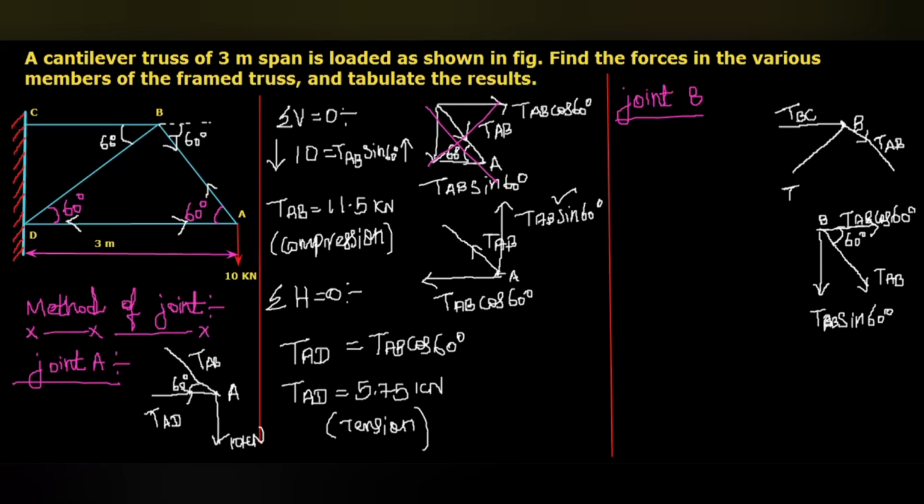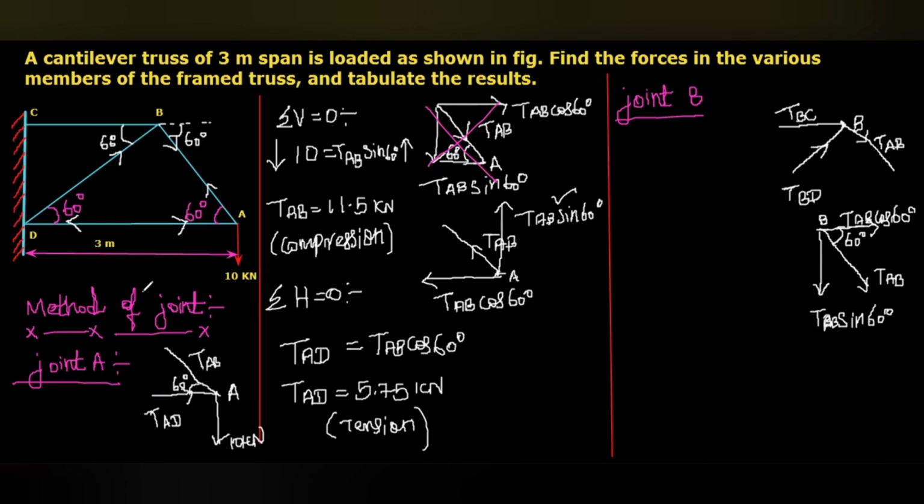This TBD, from the point B, D. This TBD will not act downward. It should act inwards to the point B. If this TBD is acting inwards to the point B, then we will resolve this into two components.